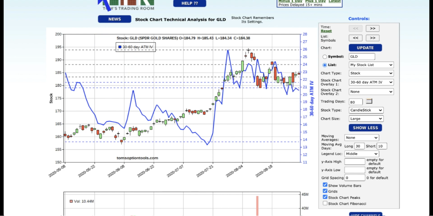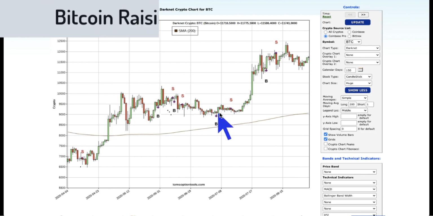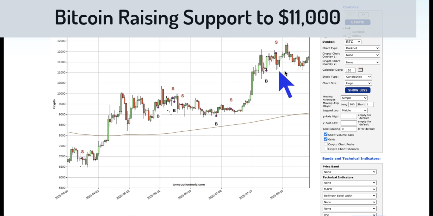Finally, take a look at cryptocurrency, which all of you have been talking about lately. If you take a look at cryptocurrency, you can see here, there were a lot of buys and sells that we've seen, really good ones, by the way, in cryptocurrency. But the long-term investor sees support go from 9,000 to now up at 11,000.